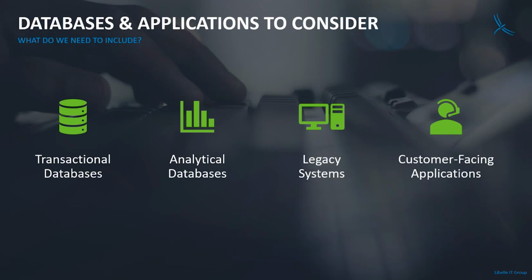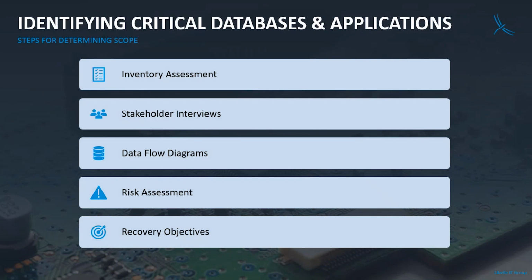Then as a next step to identify the critical databases and applications, first we can do an inventory. There we do a catalog of all the databases and applications that we have. Next, we can talk to stakeholders to get information on which systems are important and what impact it will have if those systems are not available. Next, we can do data flow analysis to check how data flows through our organization and which are the critical nodes. Then we can do risk assessment, writing down different risks and calculating the likelihood of that risk and how big the effect would be.